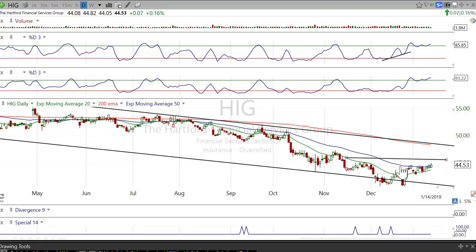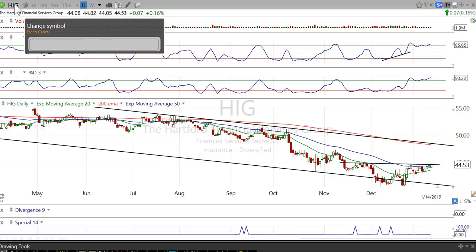Just like that. So we're trying to get through that. And that's a good pattern in this downward channel. There's even a tighter channel. So everything points to this one going higher from here. I'm very happy with that one.